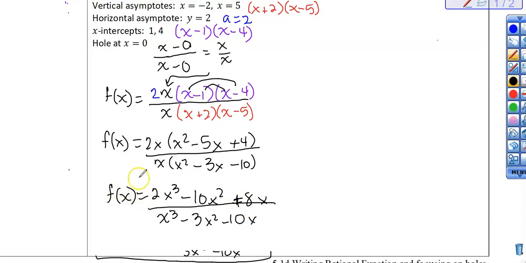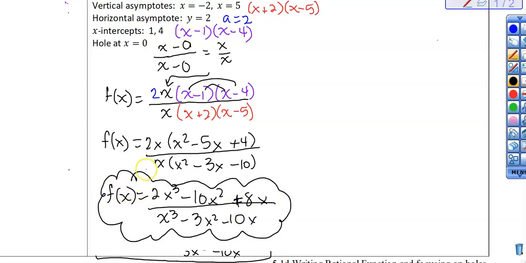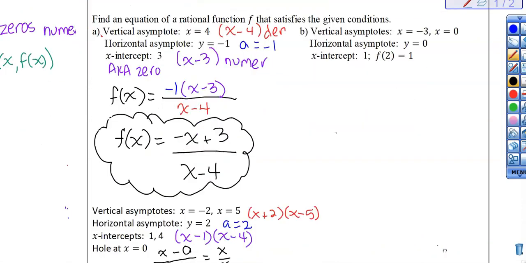And there you have it, worked backwards. And hopefully it's starting to make some sense. Okay, so now we're going to go to this last problem that's just a little different.